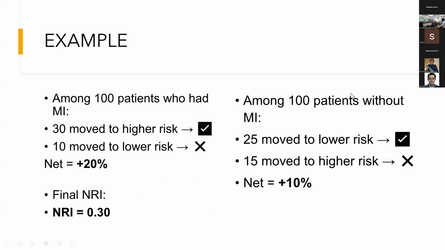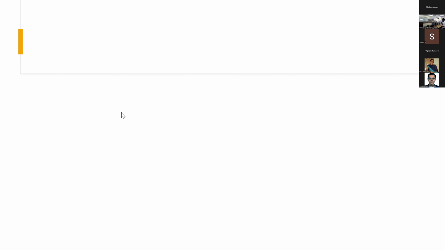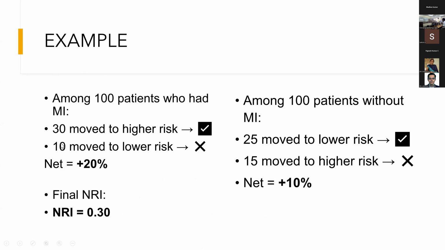And say, for example, there were 100 patients who did not subsequently develop MI, and our model moved 25 of them to lower risk, which was actually correct to do. And wrongly, it actually moved 15 of them to a higher risk score, which is wrong to do. So what is a net reclassification index for this scenario? So in this scenario, when we subtract 10 from 30, we could see that the net reclassification was 20% higher. And in this scenario, we see that the difference in classification was 10%. So when we add up 20 and 10, we get a value of 30%, which means the new model for predicting the risk of MI is actually 30% more accurate as compared to the pre-existing Framingham risk score.